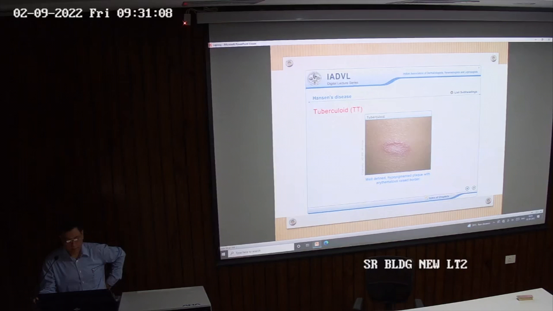So this is a case of tuberculoid leprosy. You'll find the erythematous plaque is there. Many differential diagnoses will be there for this lesion. If you find a single lesion, what all differential diagnoses will you put?